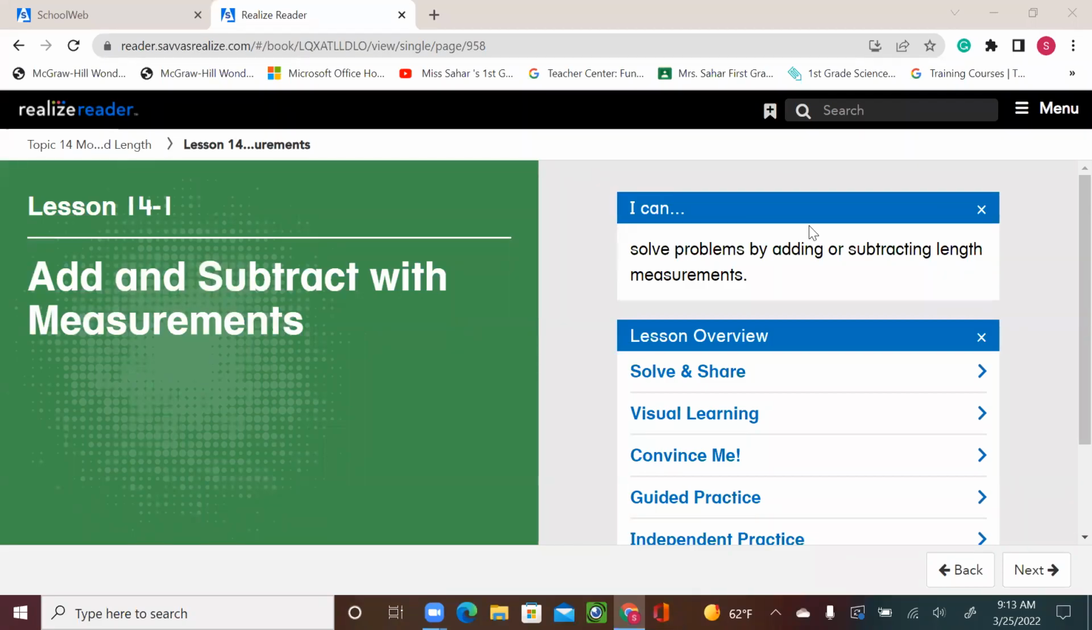Hello, second graders. Welcome to a new math lesson. Today we're going to start a new topic, topic 14, add and subtract with measurements. So let's start. Please open your book, page 609.